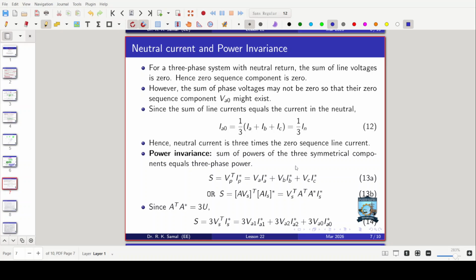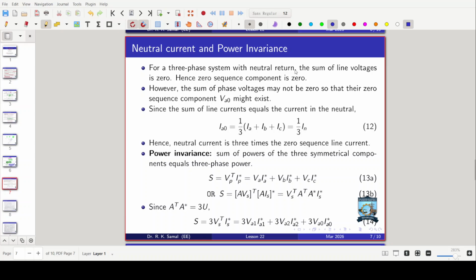Now, since we are representing any general voltage vector or current vector by means of symmetrical components, the power that is obtained using the original voltages and currents must be the same as that obtained by the sequence or symmetrical components. So, this proof may be asked in the exam.